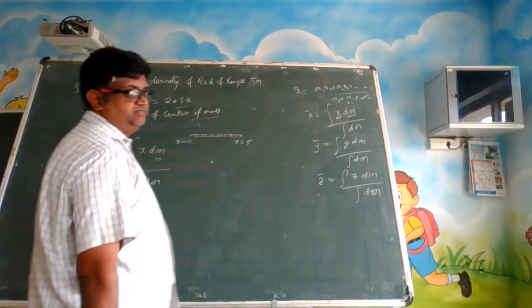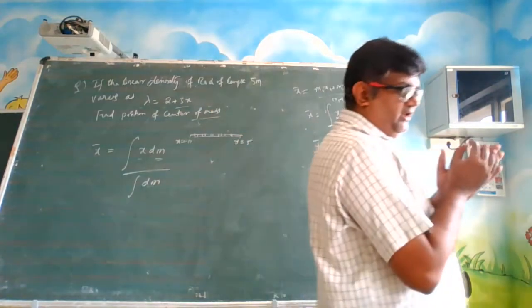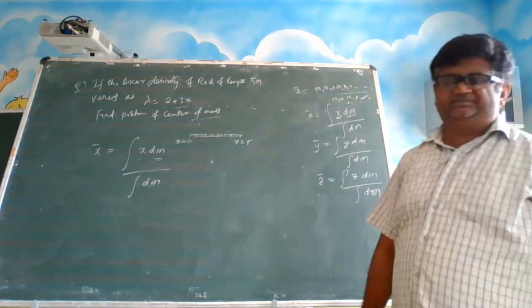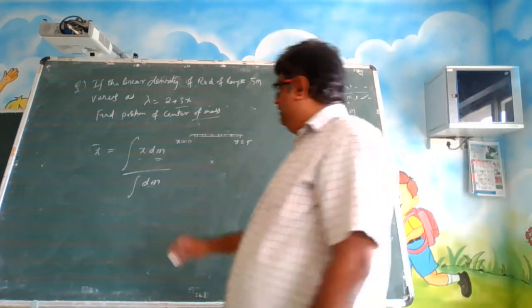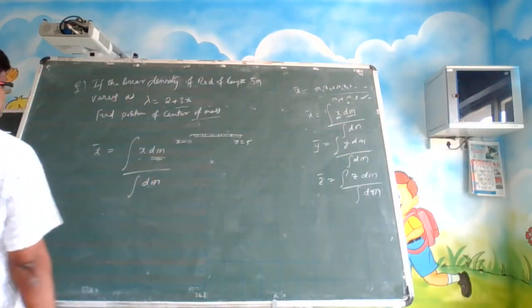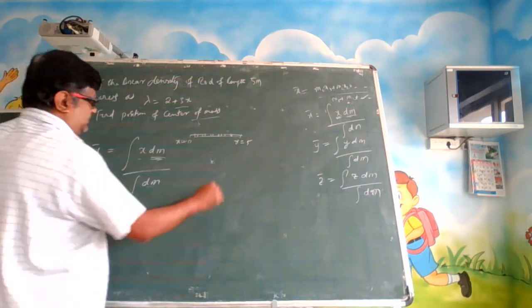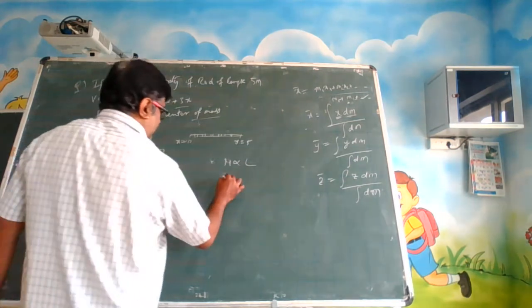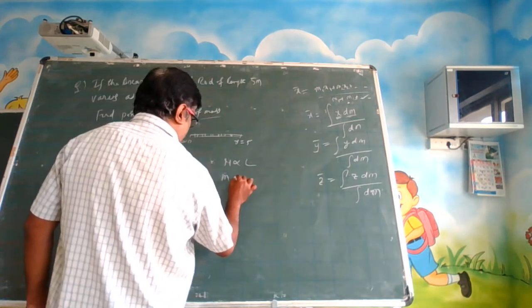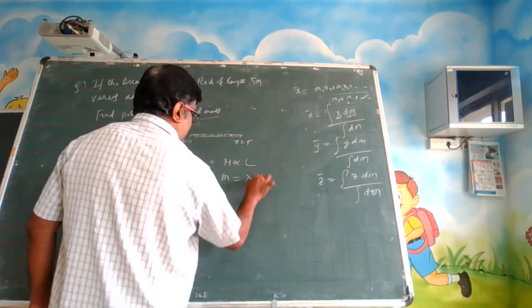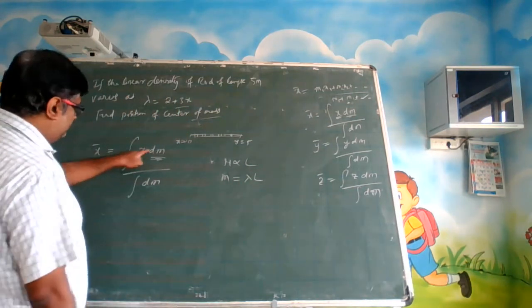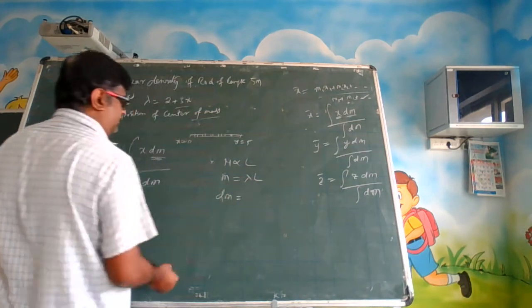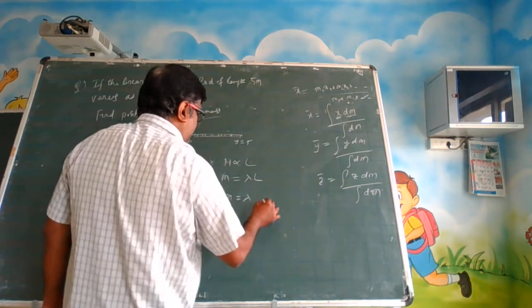Okay, I take small small pieces and add them all, and I get the total rod. So this is the approach we have to take. Now here dm we have to find out. Just now we have seen that m is proportional to L, that is m is equal to lambda L. So here, what is the length here? What is the mass? The small mass dm must be equal to lambda times dx.